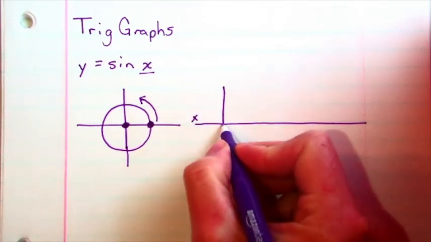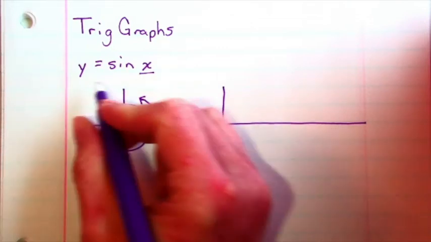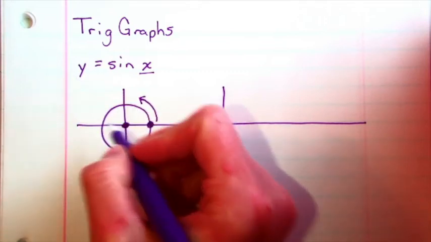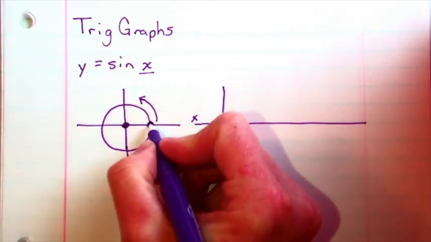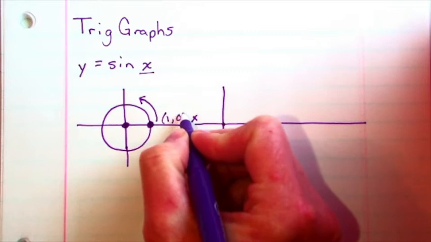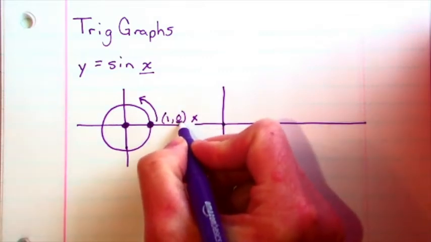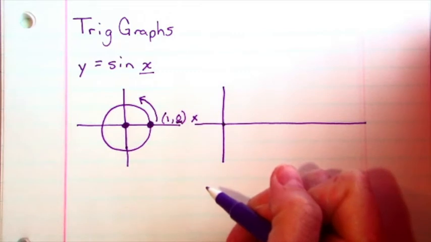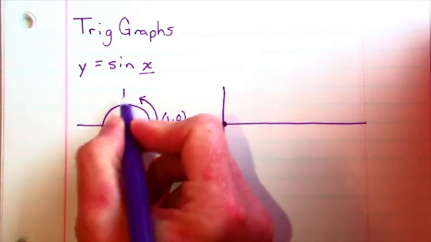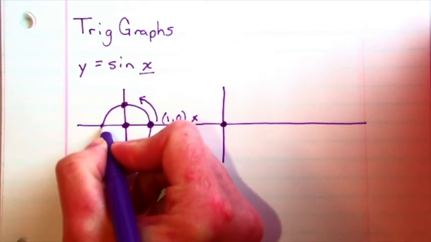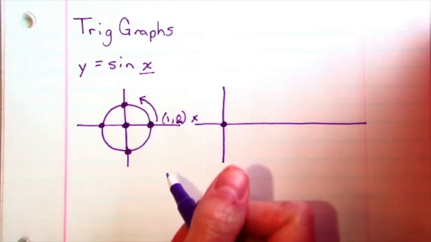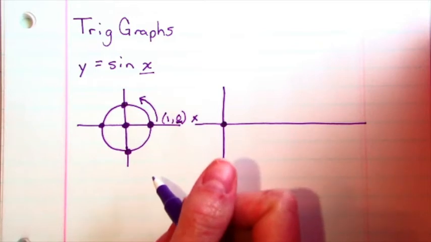So if we start at angle 0, the y value, the sine value for that same point, is going to be 0. Because remember, the ordered pair for this point is 1, 0. So the sine value for that point is 0. So this graph starts at the origin. Now let's use our benchmark points here on our x and y axis, those x and y intercepts, to find out what the pattern of the graph looks like from here on.